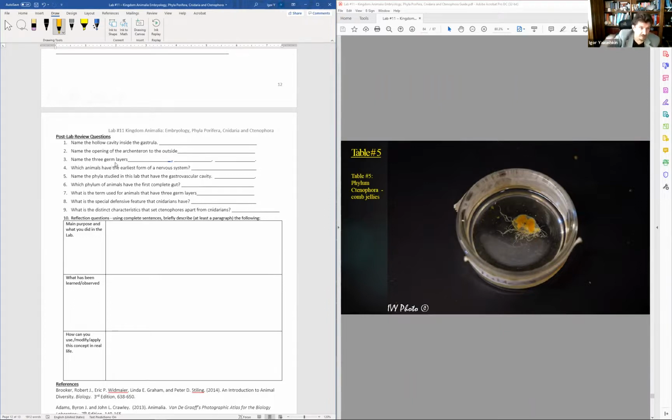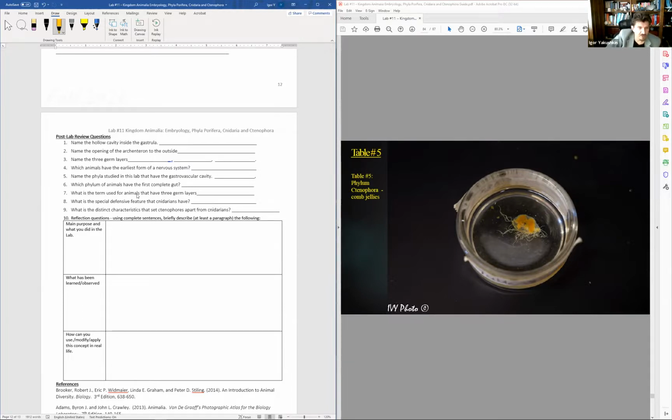Name 3 germ layers: ecto, endo, and the mesoderm. Which animals have the earliest form of nervous system? That would be the Cnidarians. Sponges do not have a nervous system per se. They don't have specialized cells. So Cnidarians. Name the phyla studied in the lab that have a gastrovascular cavity. Cnidarians and Ctenophores. Which phylum of animals has the first complete gut? Essentially Ctenophores, because they have that particular traveling anus.